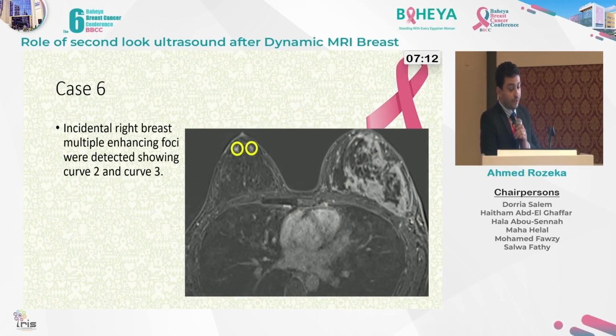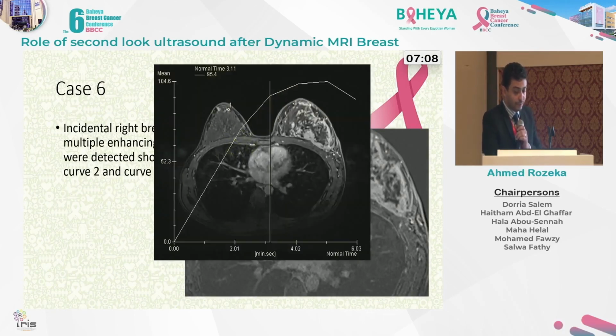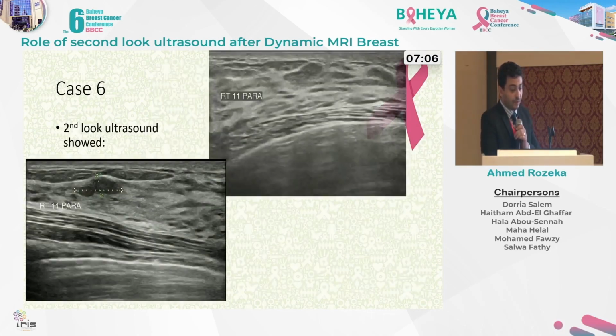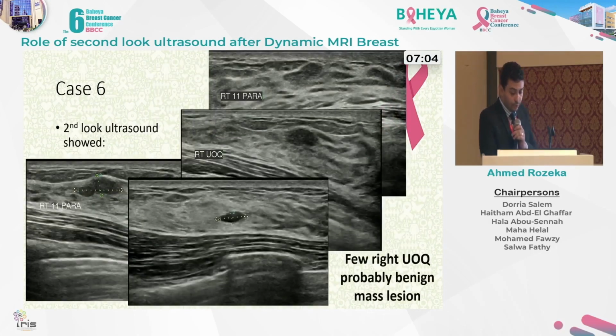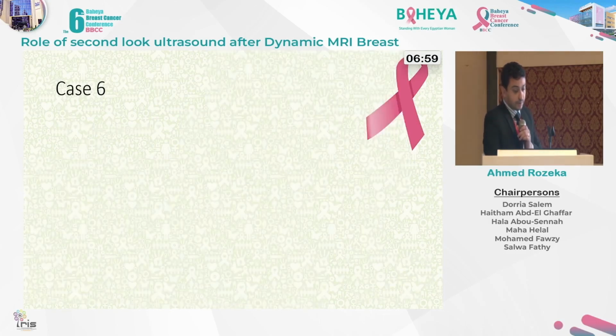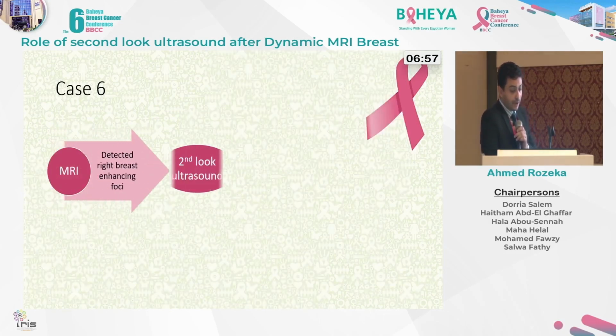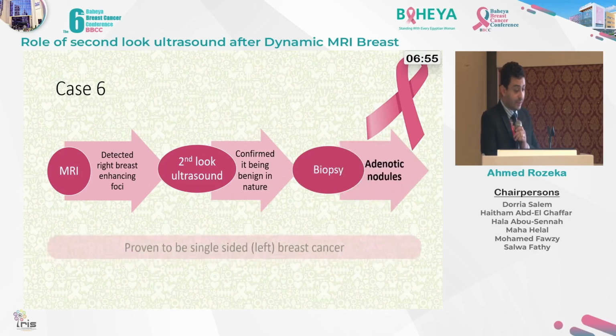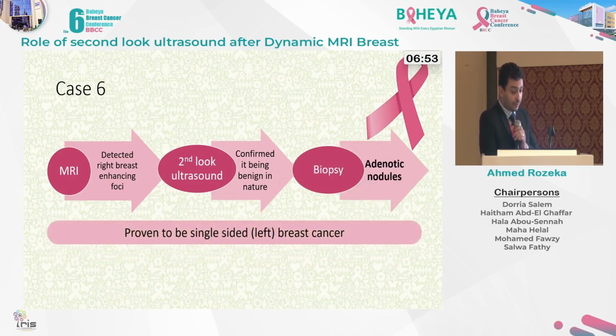Incidentally, right breast multiple enhancing foci were detected, showing curve 2 and 3. Cyclic ultrasound showed multiple small benign-looking mass lesions or nodules. Summary of this case: the MRI detected right breast enhancing foci apart from the original left side locally advanced breast cancer. The cyclic ultrasound confirmed it being of benign nature.